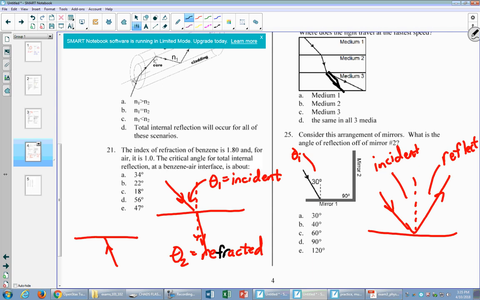When you look at the angles, you have to draw the normal to know where to put it. Yes, it's always to the normal. So here, medium 2 has the base index. Oh gosh, I don't know, I'll have to look.